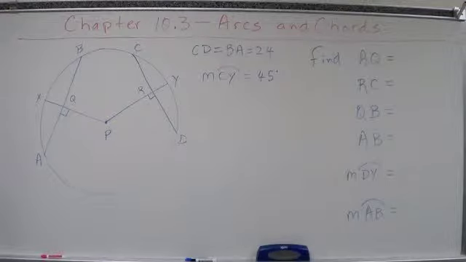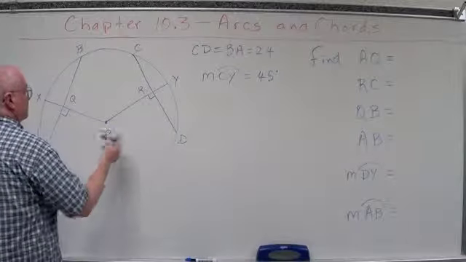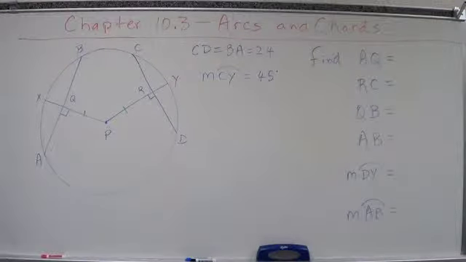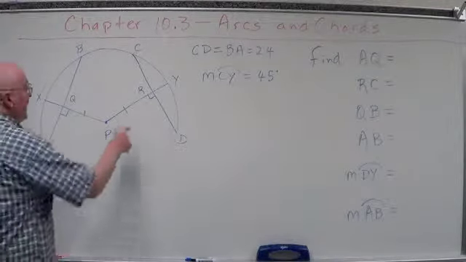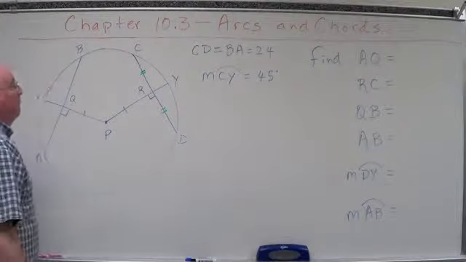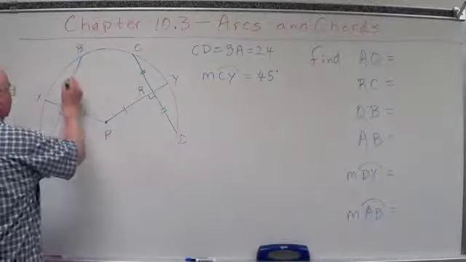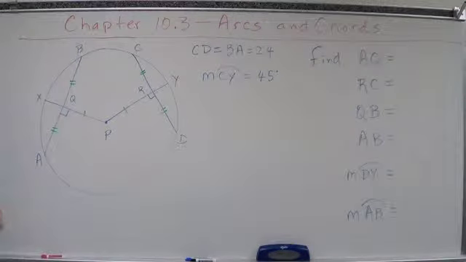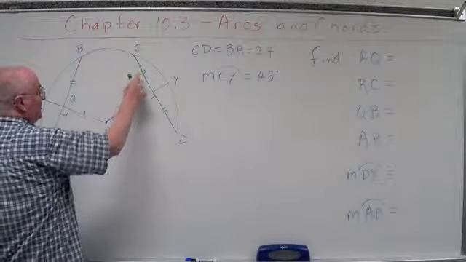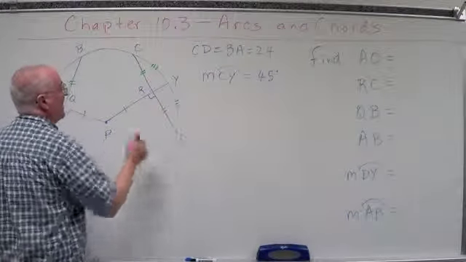Now, using the concepts that we've learned, if those two chords are equal to each other, we know that this has to equal that. I don't think we need to know that, but it has to equal that. We also know that since this is perpendicular, this equals this. If CD equals BA, then this is equal to that. If it's perpendicular to that chord, it not only bisects the chord, it bisects its arc. So we know that is equal to that.